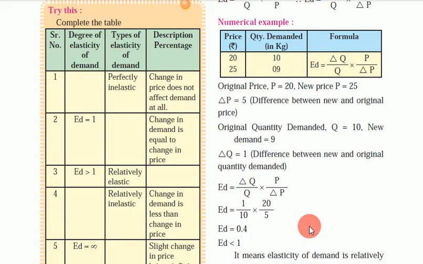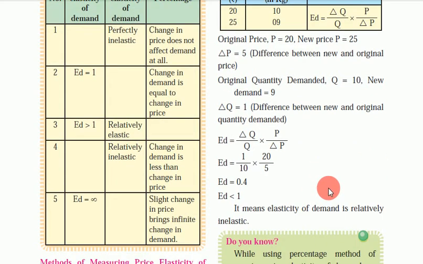When we apply this formula, the answer may be equal to 1, less than 1, or greater than 1. If the final answer is equal to 1, that means the demand is unitary elastic. Now listen carefully: if elasticity of demand is equal to 1, it means the percentage change in quantity demanded is equal to the percentage change in price. It is said that the demand is unitary elastic.